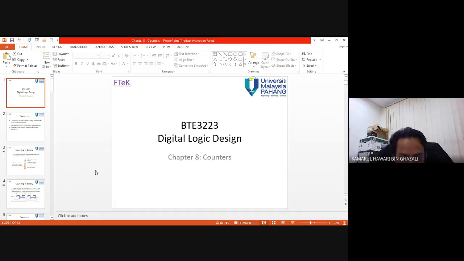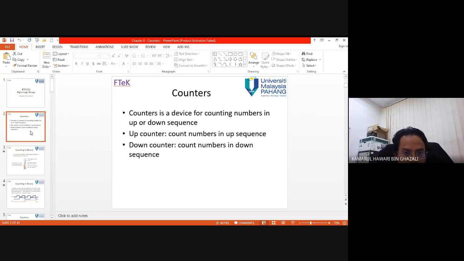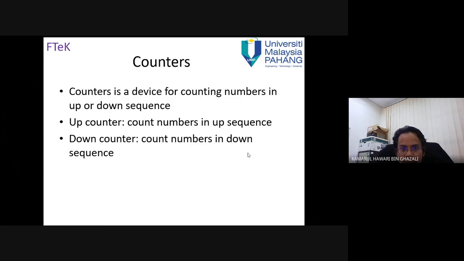Chapter 8, counters. We are done with chapter 7 on the flip-flop. Now we move on to chapter 8, counters. A counter is a device for counting numbers in an up or down sequence. Counter up or counter down.